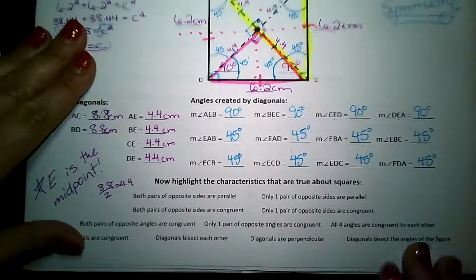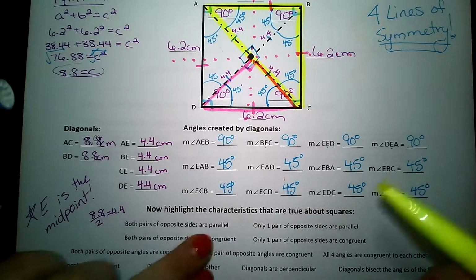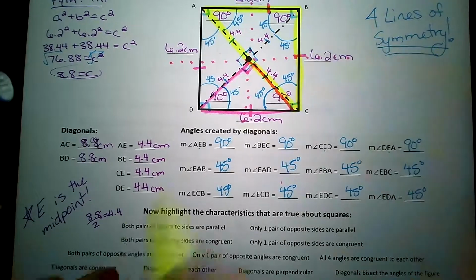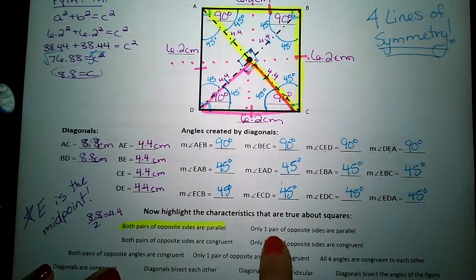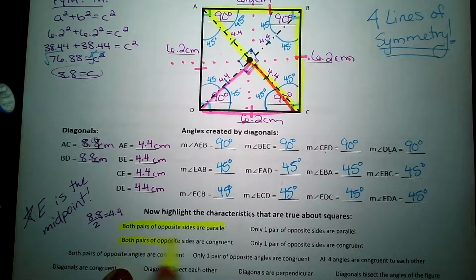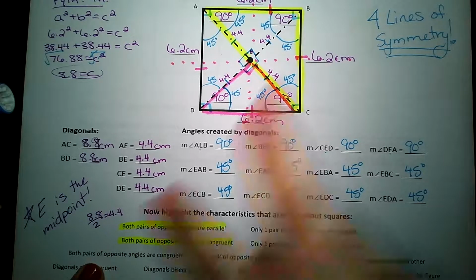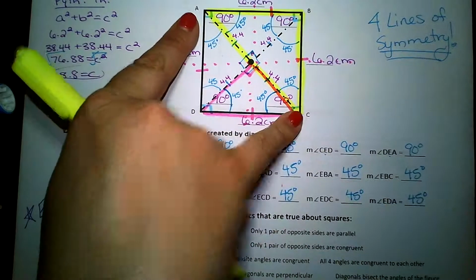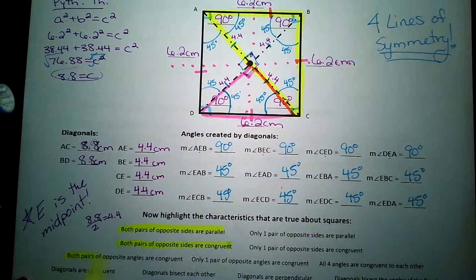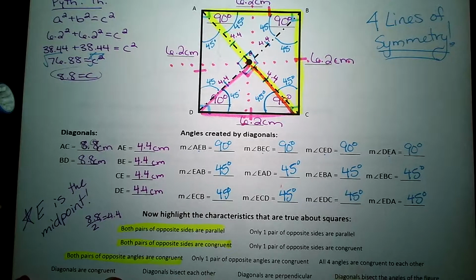A square. Got something to look at. All right. Both pairs of opposite sides are parallel. Yes, indeed. Not just one pair, both pair. Both pair of opposite sides are congruent. Yes, indeed. In fact, all 4 sides are congruent. Both pair of opposite angles congruent. 90s, 90s. That's a yes. Not only one pair, but all 4 pair.